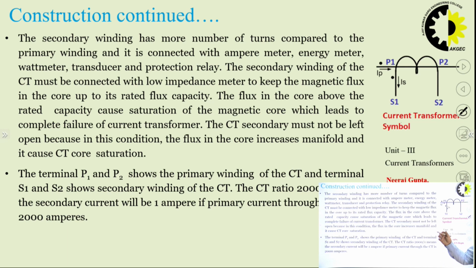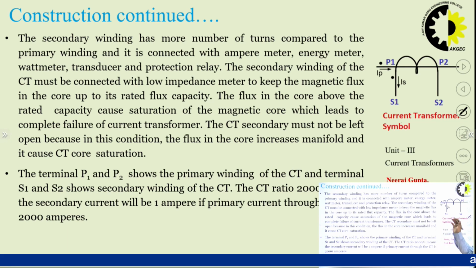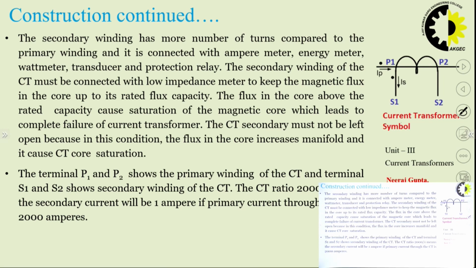The secondary winding has more turns compared to the primary winding. It is connected with the ammeter, energy meter, wattmeter, transducer, or protection relay, wherever the load is connected. The secondary winding of the CT must be connected to low impedance meters to keep the magnetic flux in the core up to the rated flux capacity. Flux in the core above the rated capacity causes saturation of the magnetic field, which leads to complete failure of the current transformer. So, the CT secondary must not be left open.